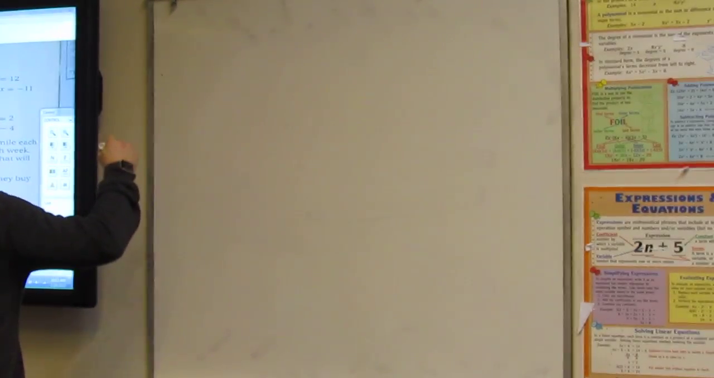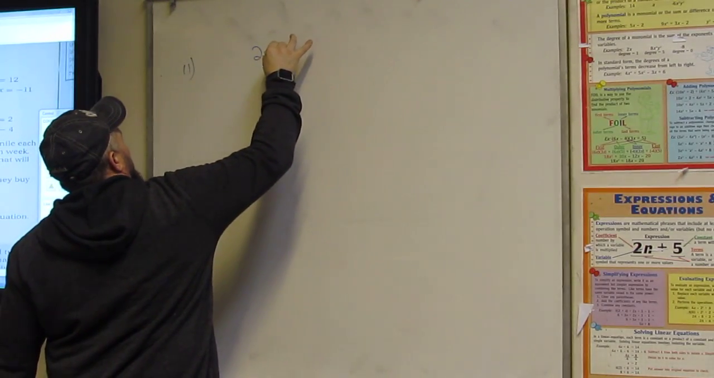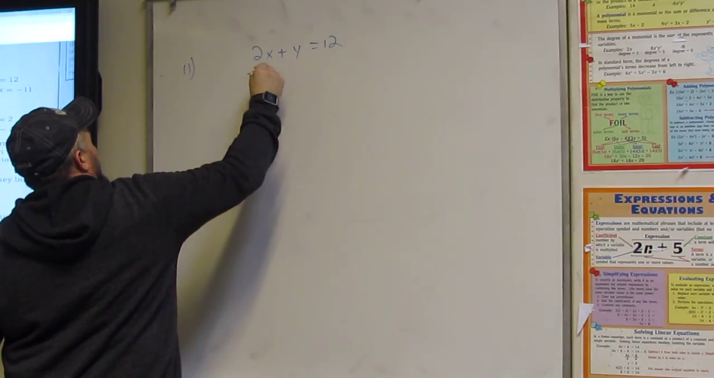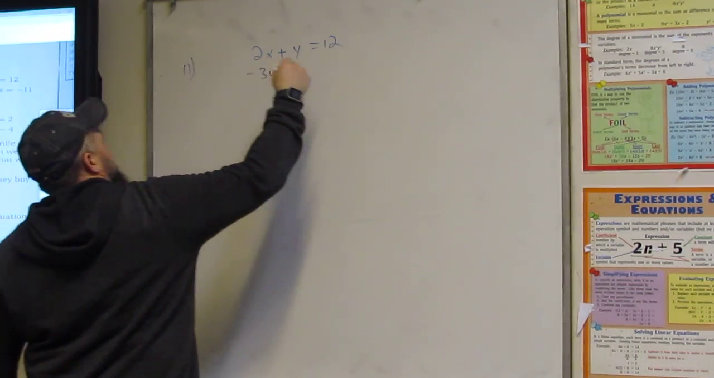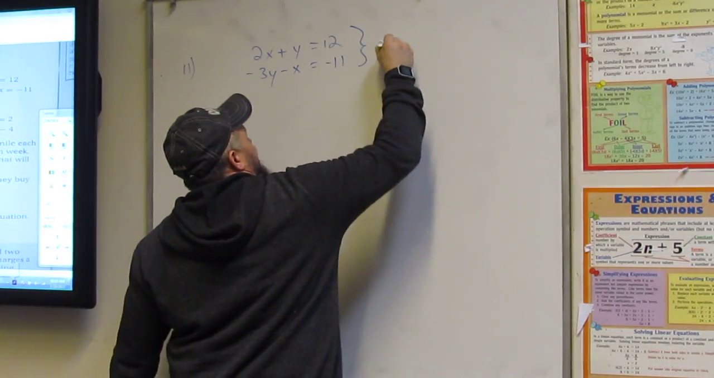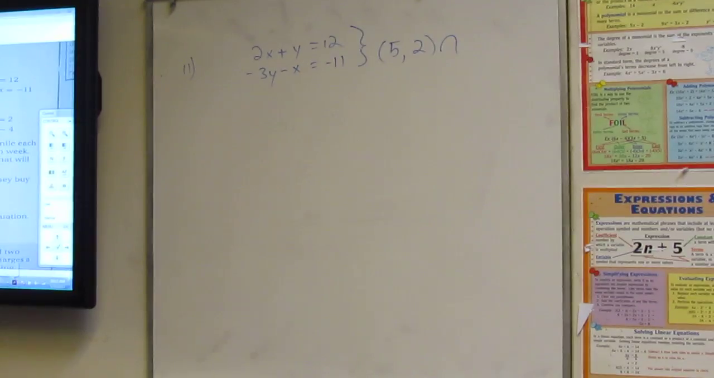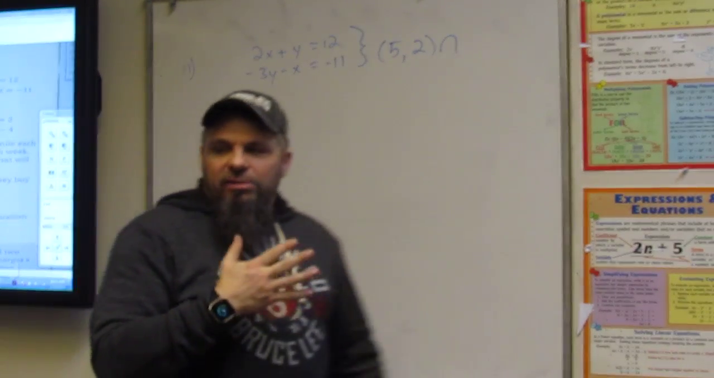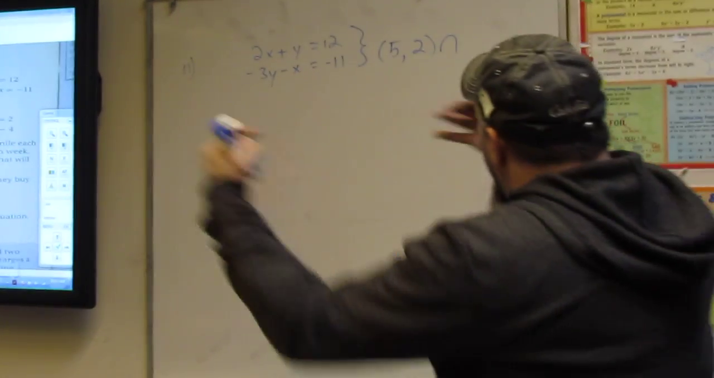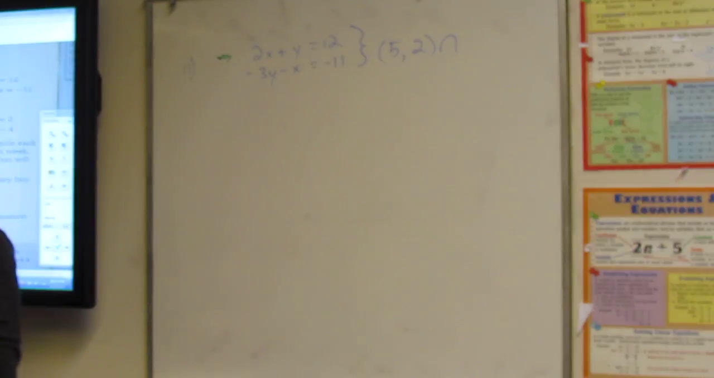Alright. Problem 11 is 2x plus y is equal to 12, and then we have negative 3y minus x is equal to negative 11. They're saying that the point 5, 2 is an intersection, and we need to prove it, right or wrong. So, let's do it. What do I do? Plug it in. Perfect. Alright, so let's do this one in green, since that's already written in blue.